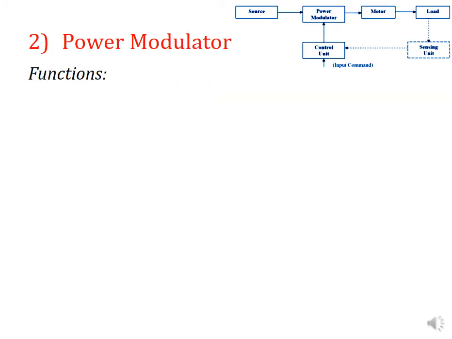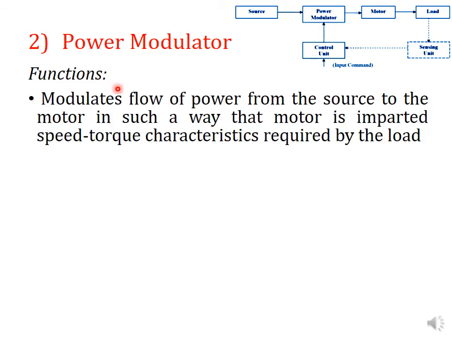Next part of electric drive is power modulator. The functions of power modulator are: it modulates flow of power from the source to the motor in such a way that motor is imparted speed torque characteristics required by the load. That means the load will be demanding a particular speed torque characteristics. So the function of the power modulator is to modulate the flow of power from source to motor in such a way that the motor provides the speed torque characteristics required by the load.